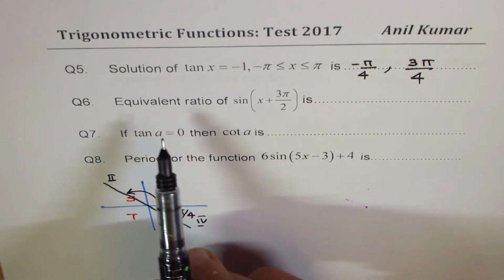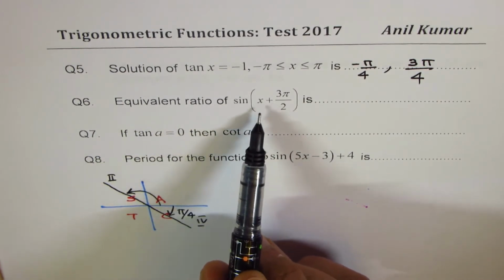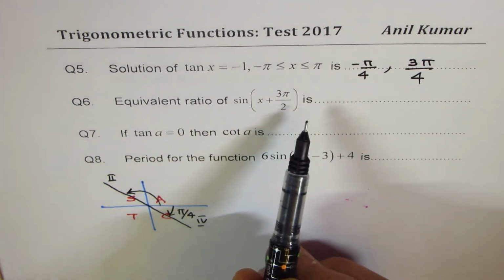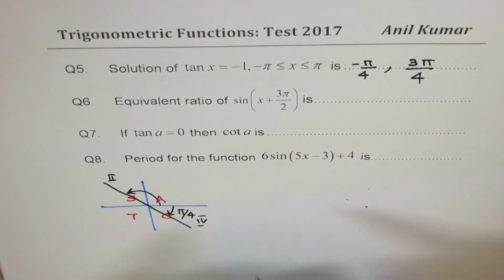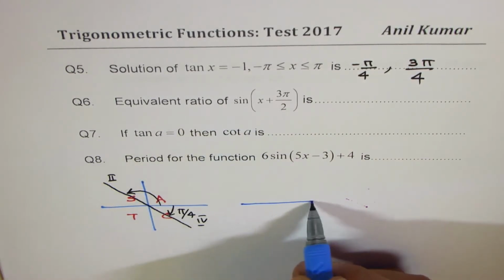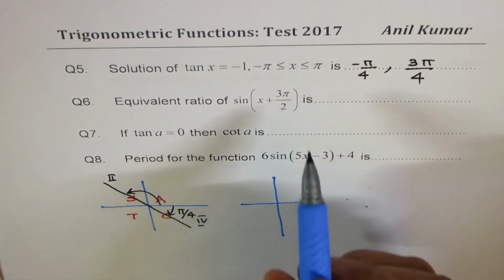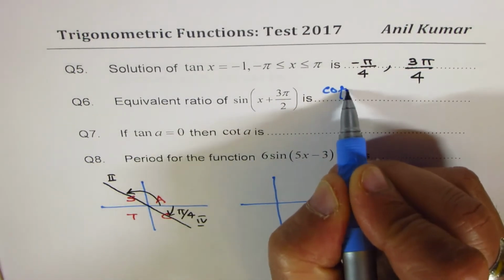Question number 6. Equivalent ratio for sine of x plus 3 pi by 2 is what? Now let's look into this also. When we say equivalent ratios, we are now looking into co-function identity.